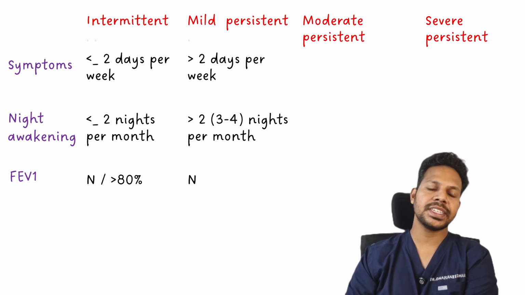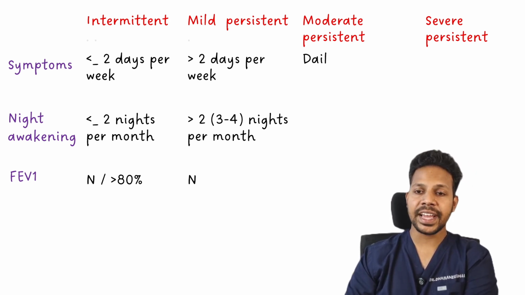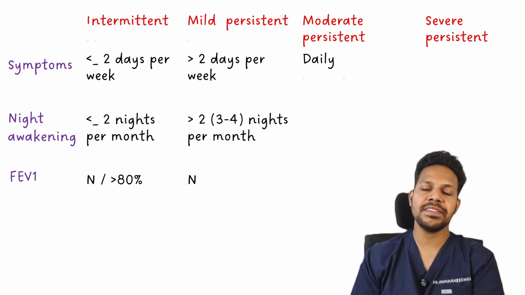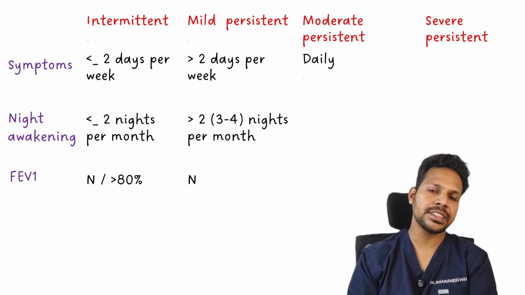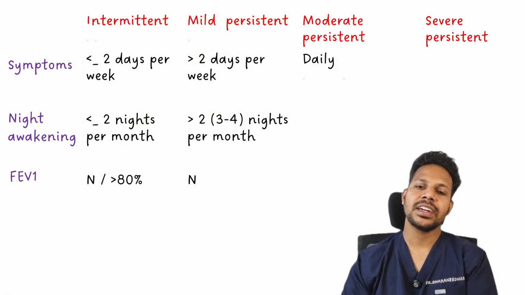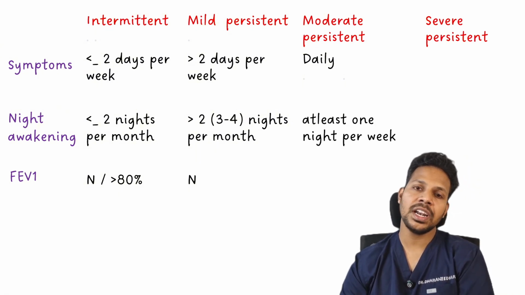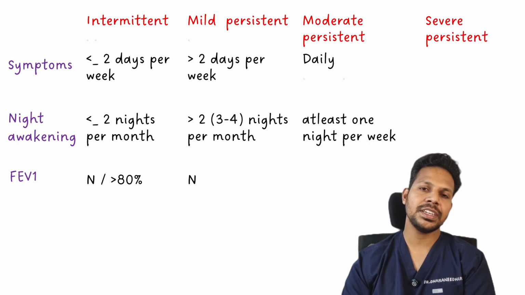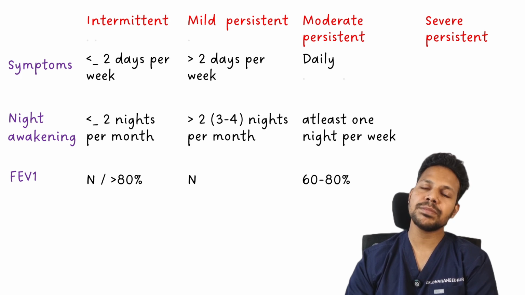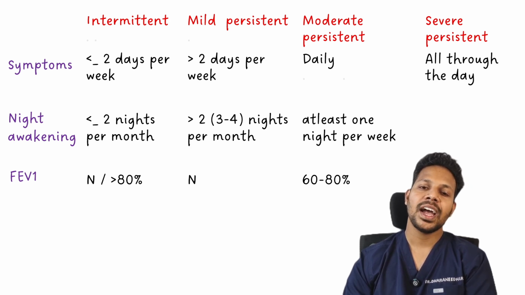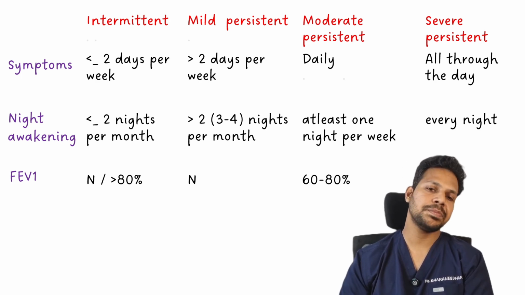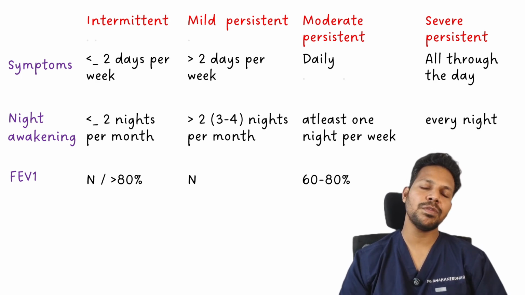In moderate persistent cases, the symptoms may be seen daily. So in mild persistent, we have seen more than 2 days in a week, and in moderate persistent cases, the symptoms are seen daily, and the night awakenings are at least one night per week. And the FEV1 is usually in the range of 60 to 80%. And in severe persistent cases, the symptoms are present all throughout the day, the night awakenings are seen every night, and FEV1 is less than 60%. So this is about the grading of bronchial asthma.